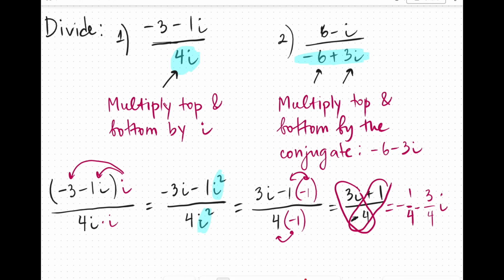Now I will show you how to perform the division for number 2. And that is where you have to multiply the top and the bottom by the conjugate of the denominator. Our denominator here is negative 6 plus 3i, so the conjugate is negative 6 minus 3i. I will do it on the next screen.